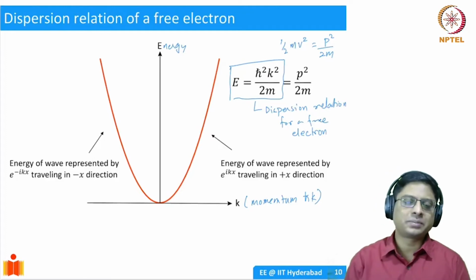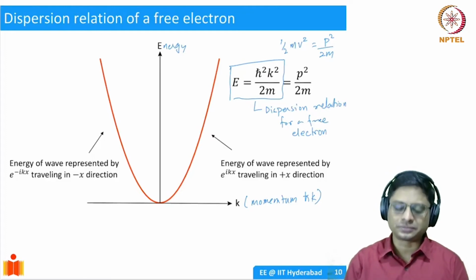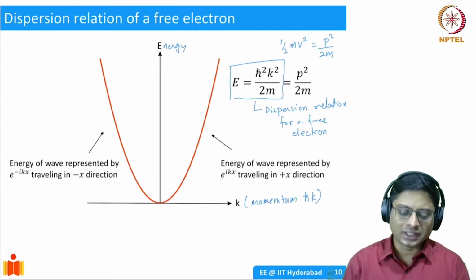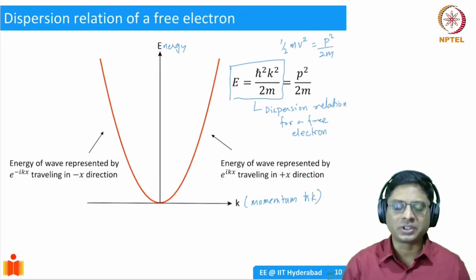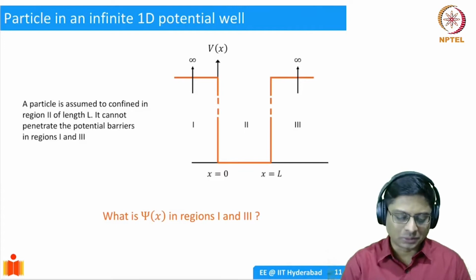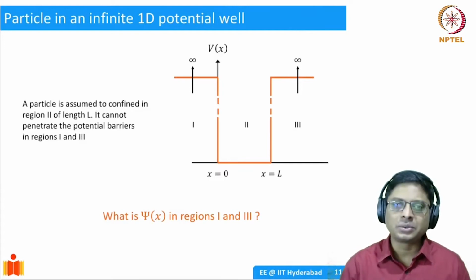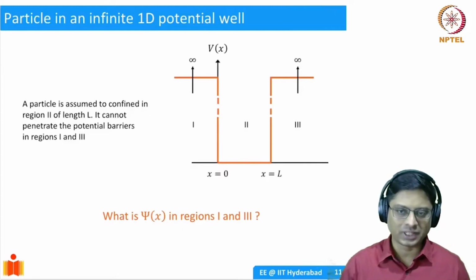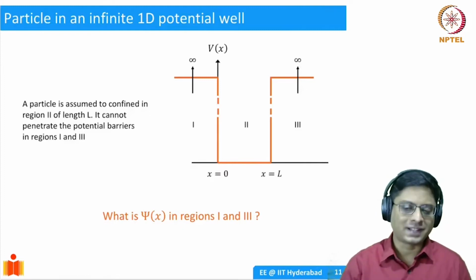Right? So this is the dispersion relation for a free electron. It turns out that if you confine this electron, instead of making it free, it has some very interesting effects. That is what we would like to do now. So now we would like to solve what is called a particle in an infinite 1D potential well. 1D because we are only talking about the X direction.